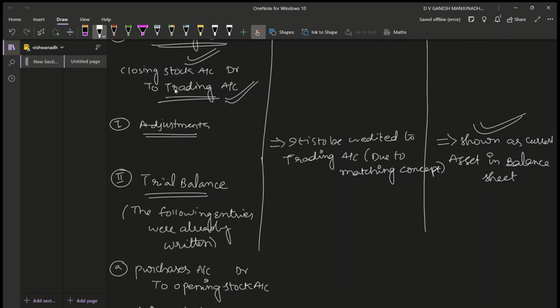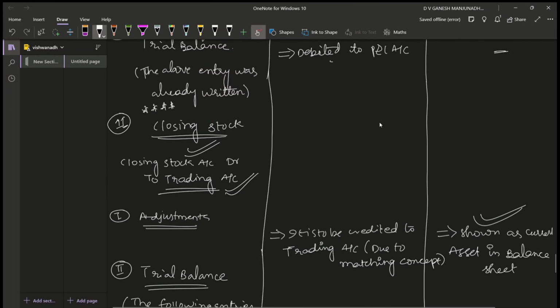Okay, why? We have already seen in a trading account simple format, right? If we are having here purchases 1 lakh. Okay, purchases 1 lakh if we are having, and we have separated with closing stock.